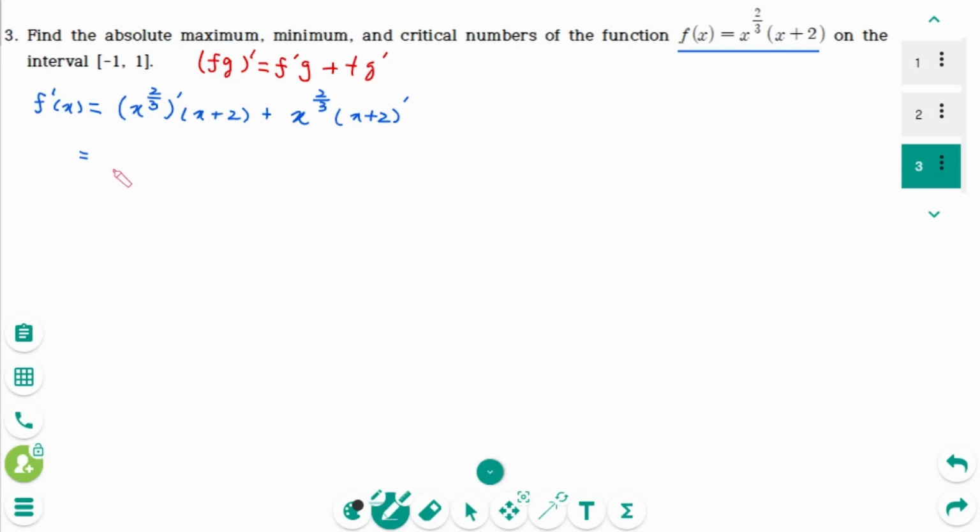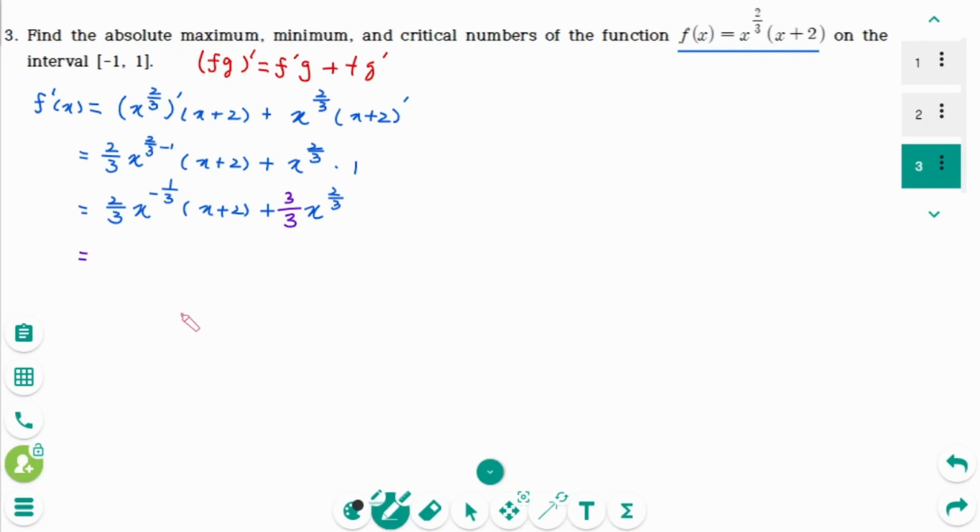equals 2 over 3 times x to the power of 2 over 3 minus 1 times x plus 2 plus x to the power of 2 over 3 times 1. We can rewrite as 2 over 3 times x to the power of minus 1 over 3 times x plus 2 plus x to the power of 2 over 3. Think of it as 3 over 3 is here.